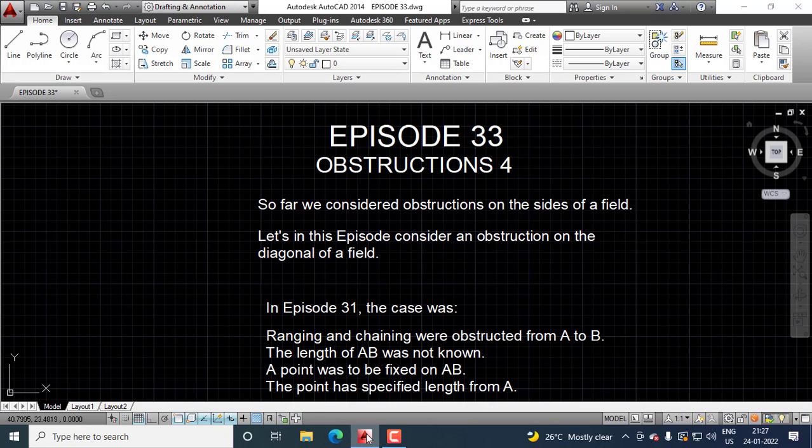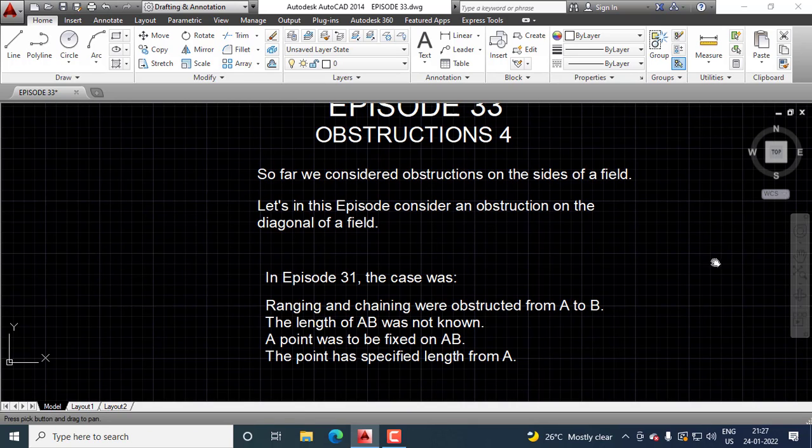In episode 31, the case was ranging and chaining were obstructed from A to B. The length of AB was not known. A point was to be fixed on AB. The point has specified length from A.